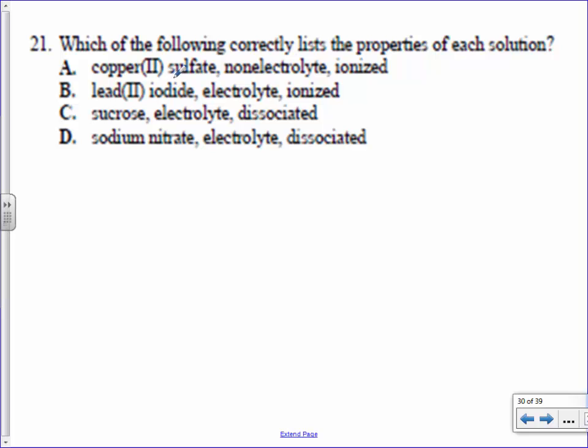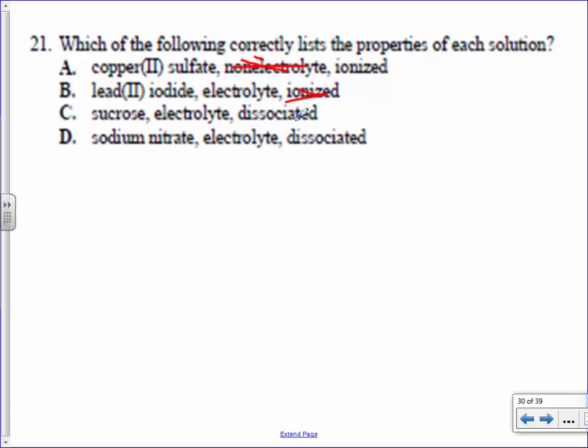Copper(II) sulfate. That's an ionic compound. Ionic compounds should conduct electricity, so that's out. That doesn't fit. Lead(II) iodide. That's an ionic compound, so it should conduct electricity. That's good. But should it be ionized? No, ionic things dissociate. So that's why this one doesn't really fit.